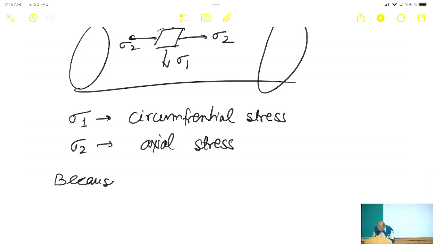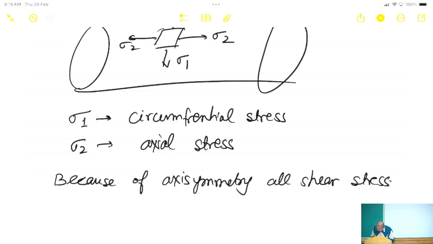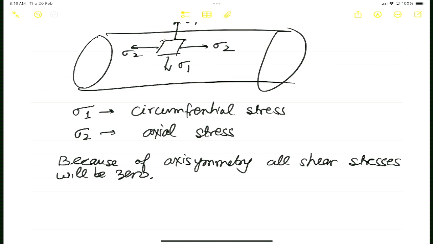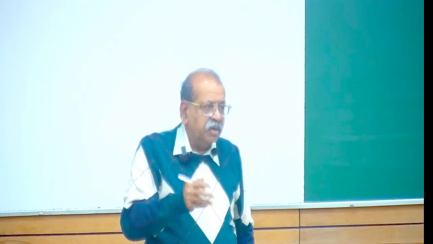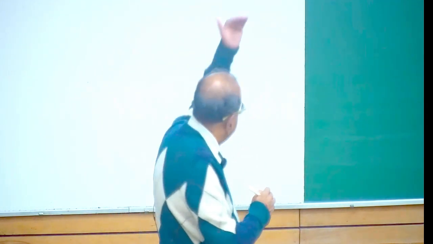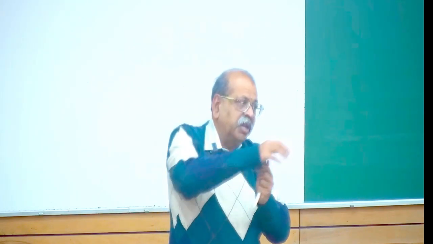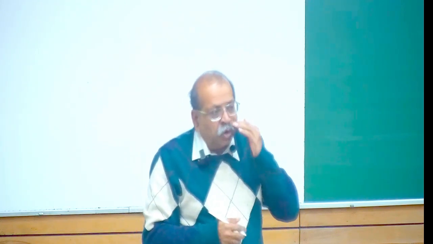Now on an element like this, all components of shear stress will be 0 because there is axisymmetry. If shear stresses were not 0, they would deform and axisymmetry would be distorted. It will not stay. Because there is an axisymmetric problem, if you go in one direction, they distort in one direction. If you go in the other direction, it will distort in the other direction, and that has to be uniform. So therefore, there will be no shear stresses.